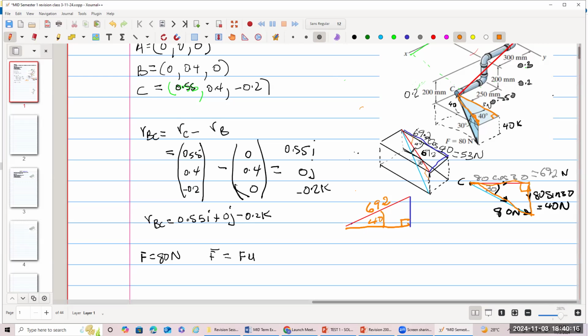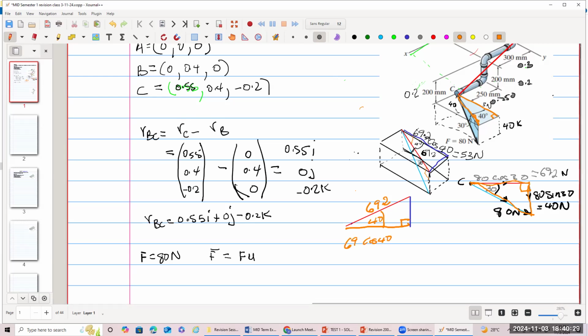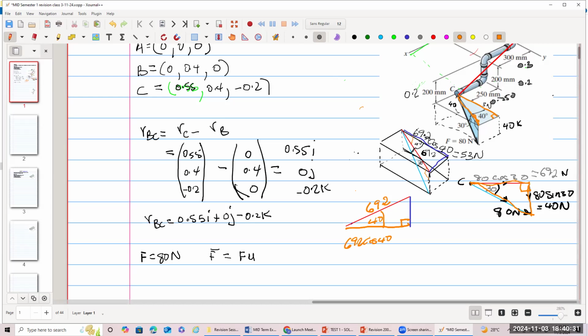What did we calculate? Did we work it out? I think we worked it out as 53. That's how I got it, 53. So this was supposed to be cos 40 times 69.2. Everybody all right with that now?